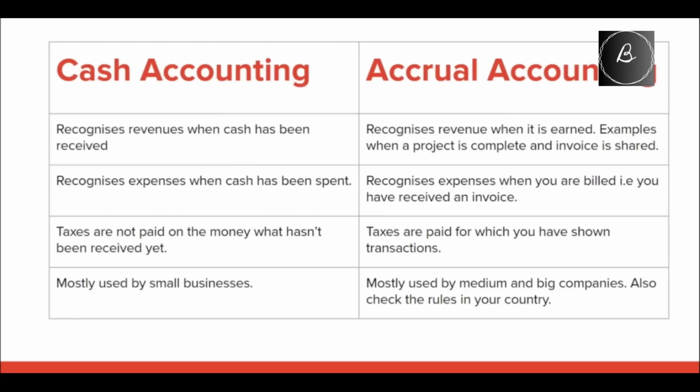Under cash accounting, the taxes are not paid on the money that hasn't been received yet. Whereas under accrual accounting, the taxes are paid for which you have shown transactions. The cash accounting is mostly used by small businesses, whereas the accrual accounting is mostly used by medium and big companies. It's also important to check the rules in your country.